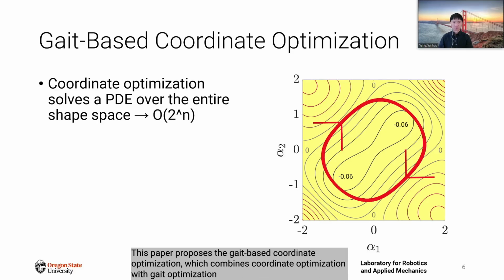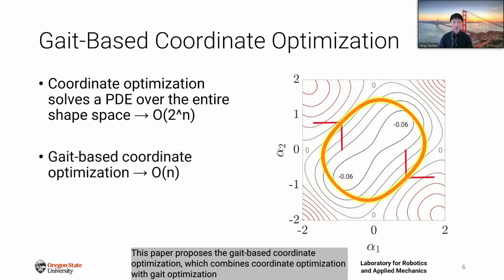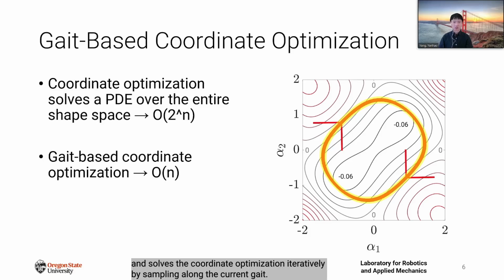This paper proposes the gait-based coordinate optimization, which combines coordinate optimization with gait optimization and solves the coordinate optimization iteratively by sampling along the current gait. This approach reduces the complexity to linear, making it scalable to high-dimensional systems.